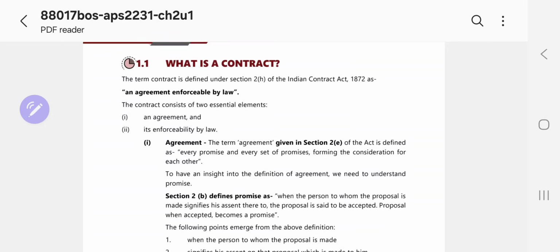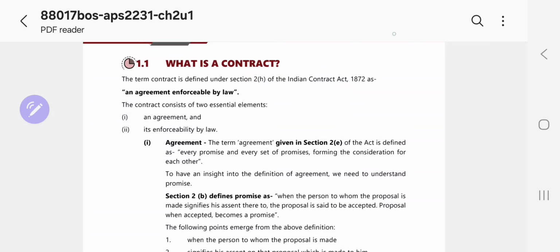Here you can see the term contract is defined under Section 2 subsection (h) of the Indian Contract Act 1872. So the meaning of the contract is under which section? Section 2 subsection (h). How do we read these sections? This is 2, and this bracket (h) is called a subsection.